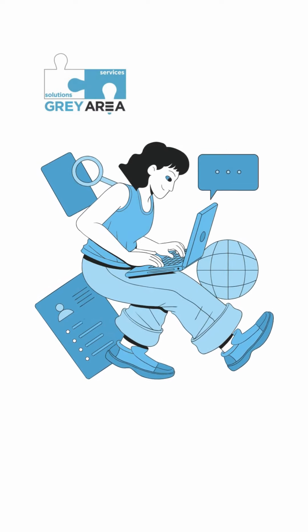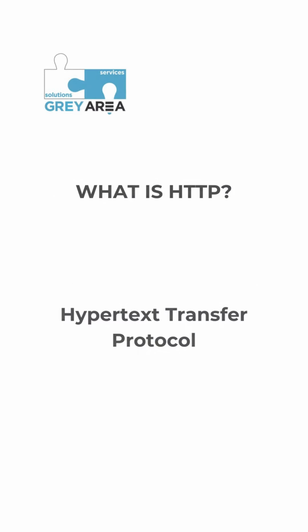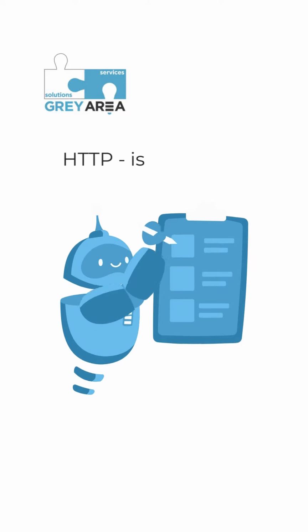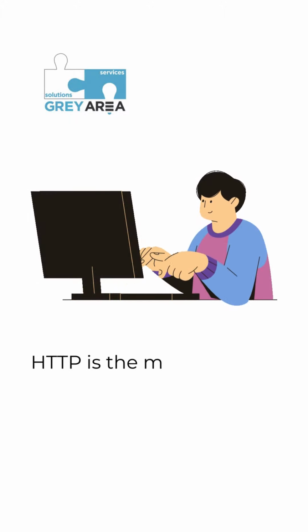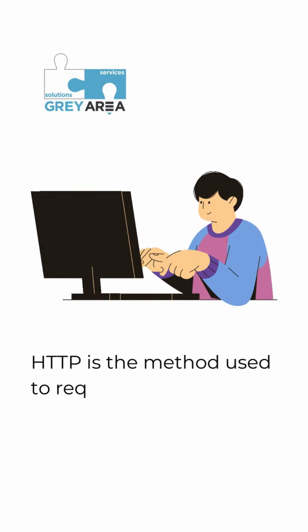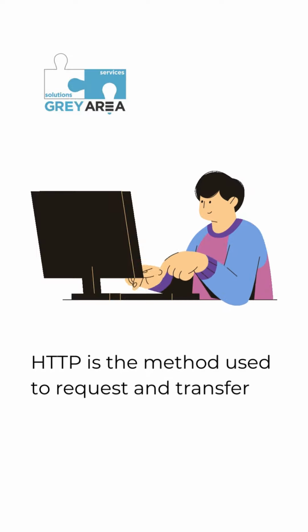Every time you browse the web, you're using HTTP, the Hypertext Transfer Protocol. But what exactly is it? HTTP is a protocol, a set of rules, that allows web browsers and servers to communicate. When you type a URL into your browser, HTTP is the method used to request and transfer data from the server to your computer. Here's how it works.